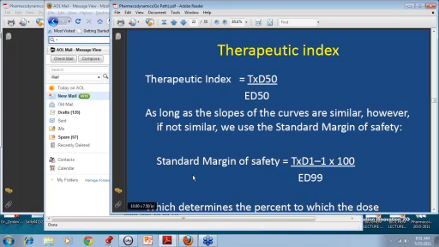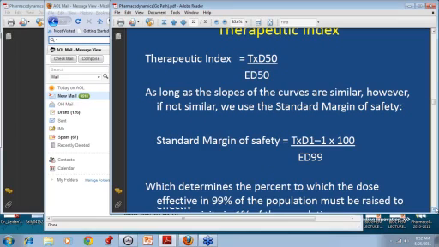What does that tell you? The toxic dose in 1% (TD1) divided by the ED99, minus 1, times 100. That determines the percent by which the dose effective in 99% of the population must be raised to cause toxicity in only 1%. So this is very safe to be utilized. Those terms can be used effectively on that.